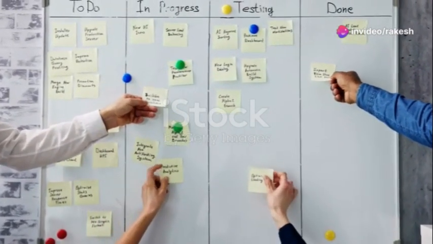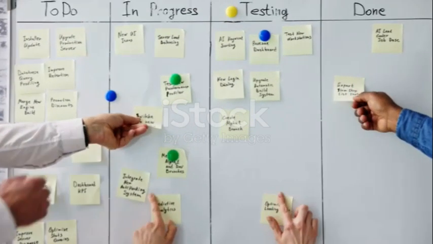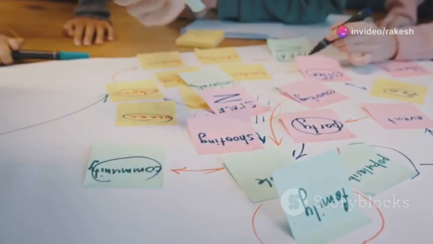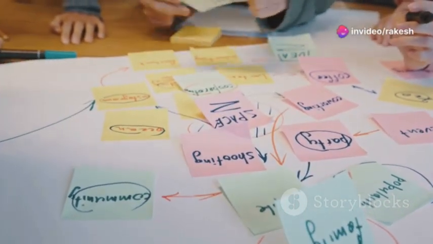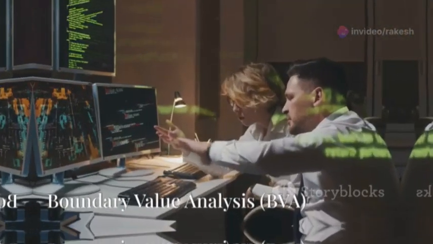Agile methodologies are all about iterative development and rapid releases. Testing in Agile is integrated throughout the development process, not just at the end. This means testers are involved from the get-go, collaborating closely with developers and product owners.